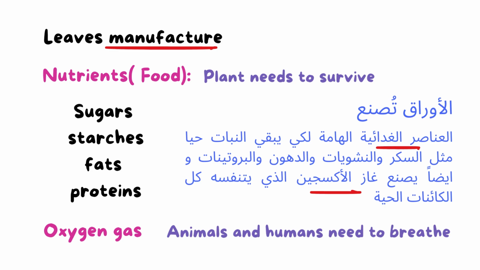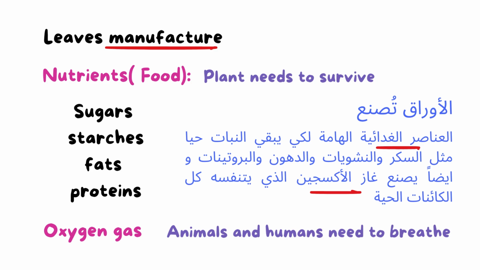This is a new word. Manufacture means to produce. Okay? What nutrients? Food, like what? Sugars, starch, fats, proteins, all of these, the food that the plant needs to survive. Okay? Also it produces what? Or the leaves manufacture oxygen gas that animals and humans need to breathe.